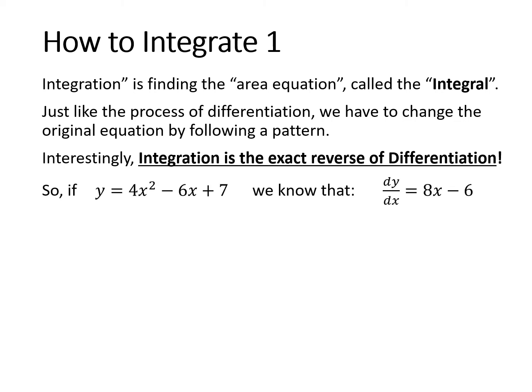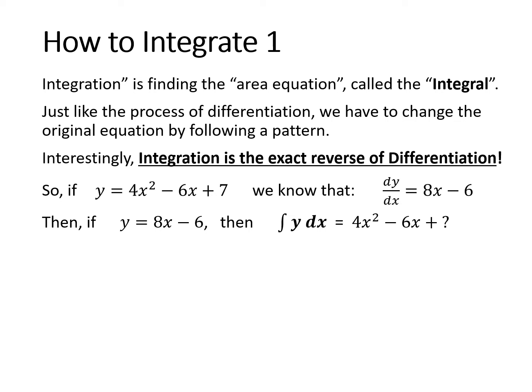So here's a look at an example. If we had y equals 4x squared minus 6x plus 7, and we differentiated it, that's what we've been doing up to now, it becomes dy by dx equals 8x minus 6. Now, since integration is the reverse of differentiation, if we started the other way around, with 8x minus 6, then when we integrated it, it would go back to 4x squared minus 6x plus 7. There's only one issue, is that how are we going to get that 7 from the original equation?